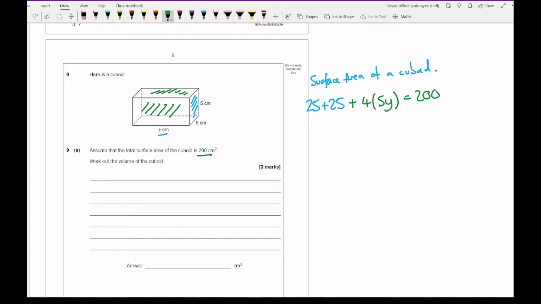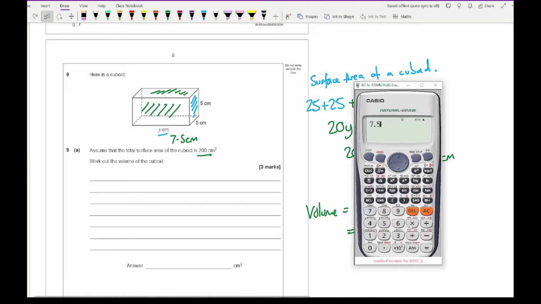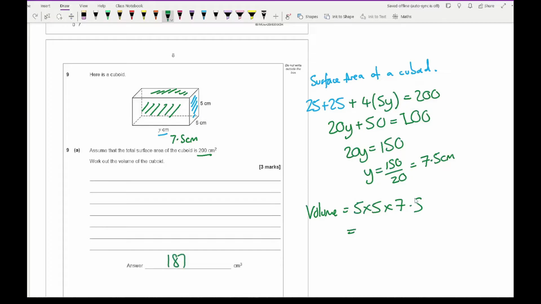So then trying to find out what y is, I get 20y plus 50 equals 200. And then from this, 20y equals 150. So then y equals 150 over 20, which is going to give me 7.5 centimeters. So then this length y equals 7.5 centimeters. So then the volume is going to be 5 times 7.5, which if I get that on the calculator, 7.5 times 5 times 5 gives me an answer of 187.5.